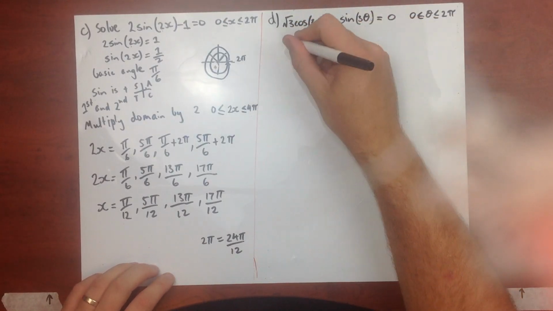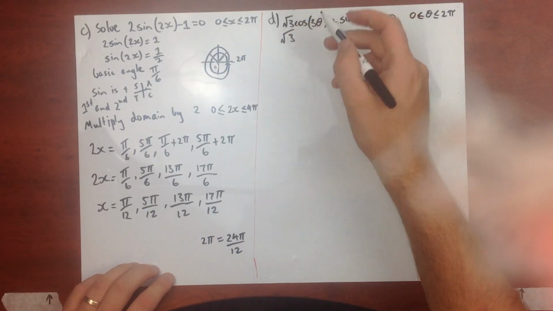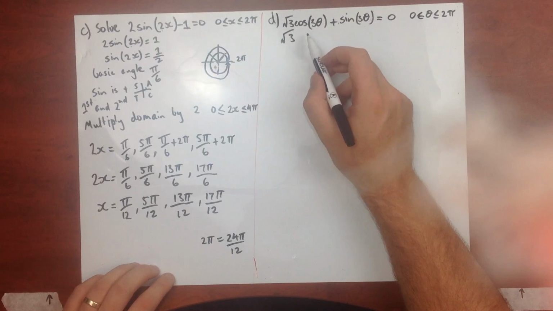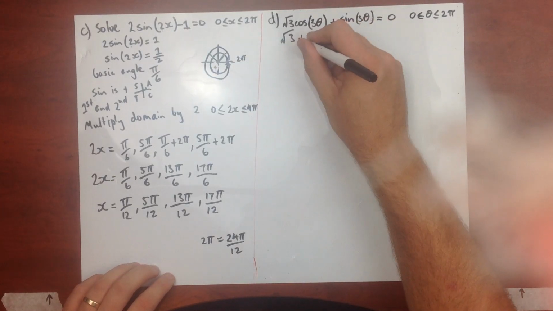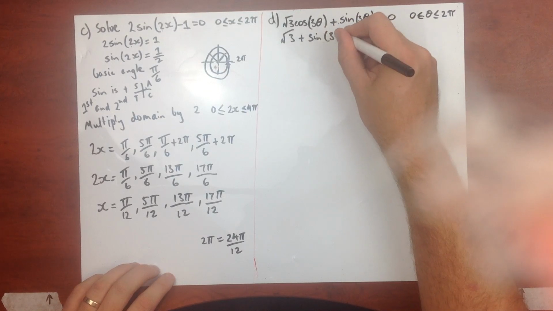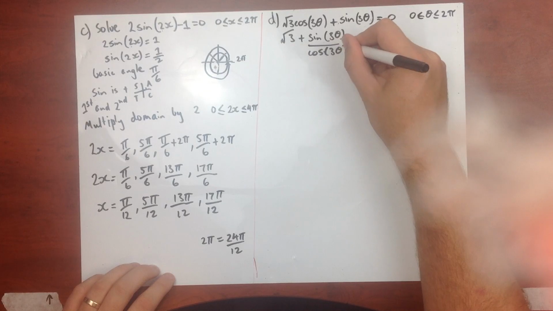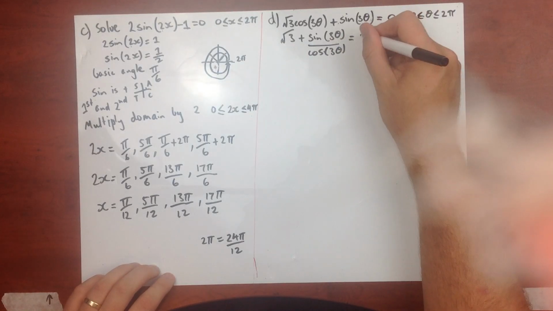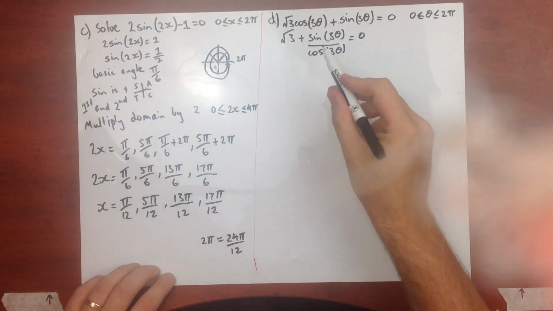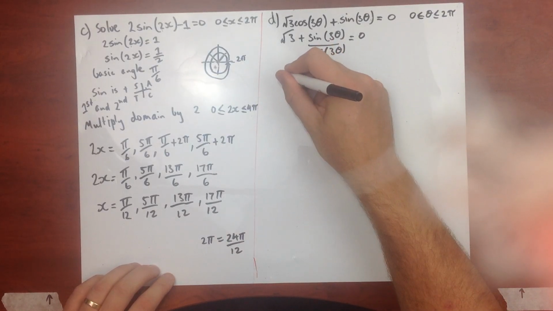Which might seem a bit odd, but then what we get is root 3, well, cos of 3 theta divided by cos of 3 theta is just 1, so it drops out. Plus sine of 3 theta over cos of 3 theta. And of course 0 divided by cos is still 0. The reason why we do that is, of course, because sine on cos is tan.